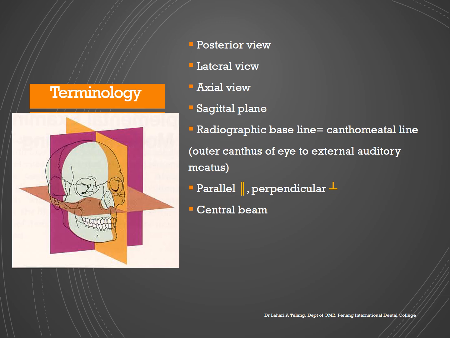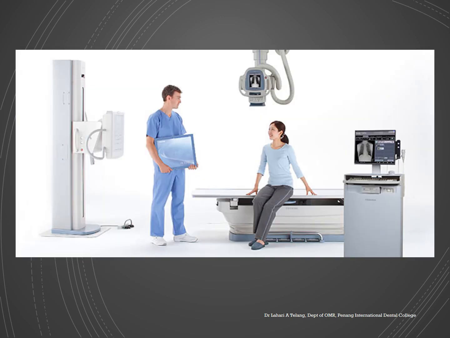The radiographic baseline would be the cantomeatal line, from the outer canthus of the eye to the external auditory meatus. The terms parallel and perpendicular will also be used, as well as central beam, which means the center of the source of X-rays from the X-ray machine. Generally, extraoral radiography can either be done in a large radiology setup where the patient is lying down on the radiation table, also called a Bucky table, with the X-ray source from the top, or the patient could be standing, just like for a chest X-ray.